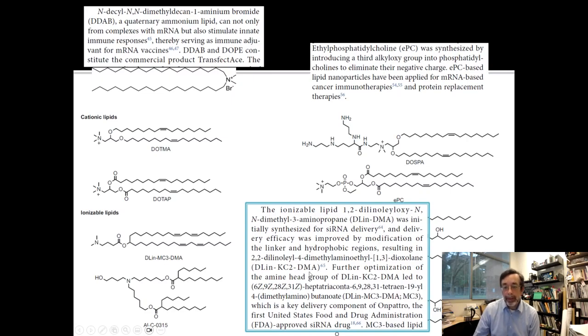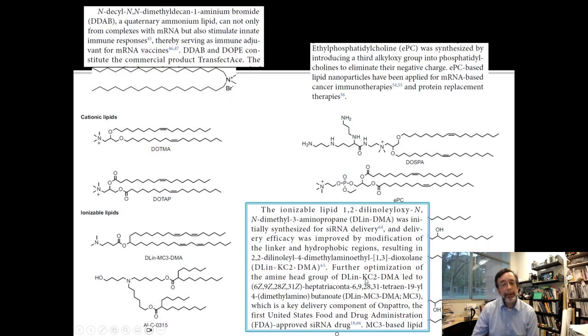I believe if you look up and down, you can see that the MC3 is something in the middle here, and it's going to be related to one of the structures here. So that's the way to look at this. You're kind of decoding, going in between the texts where they talk about this, and they say they had further optimization of the amine head group of the KC2 version, which gave you the MC3 version.